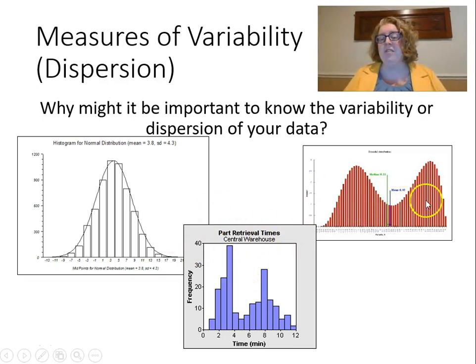We have much more variability here than we do here. Even though the mean of these two groups might be the same, right? It's kind of right here in the middle. The variability is going to be much different. There's much more variability in this picture than there is in this picture. And that's why it's important to not just look at central tendency, but to also look at variability.